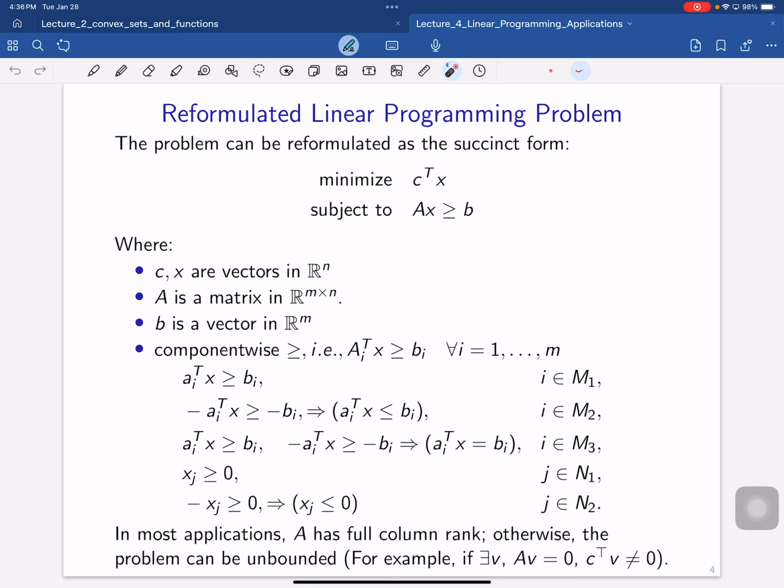Okay. And similarly, as you can imagine, you can also write any linear program as minimize C transpose X subject to AX less than or equal to B. Right? It's equivalent to the other formulation. It's just that the A matrix will be the negative of the A matrix on the left-hand side. Okay.